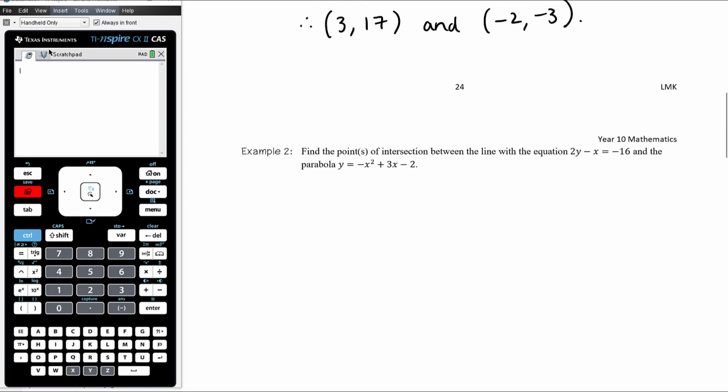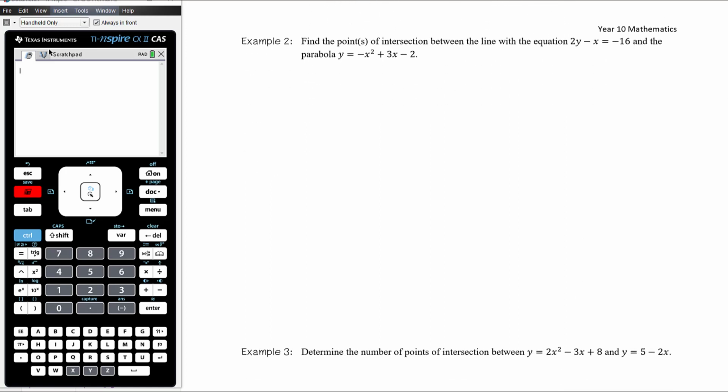Okay, let's have a look at another one. Find the point or points of intersection between the line with the equation 2y minus x equals 16 and the parabola y equals x squared plus 3x minus 2. Okay, so this time you've got the equation of the line written in a slightly less standard form.